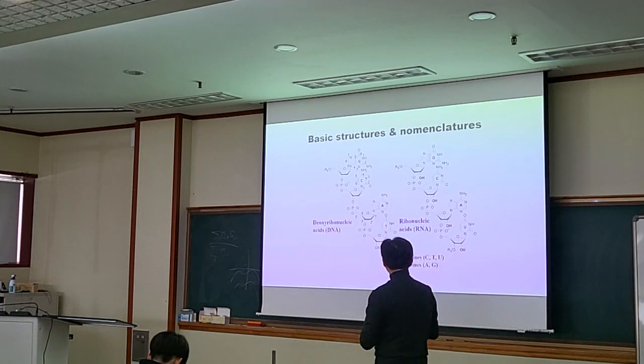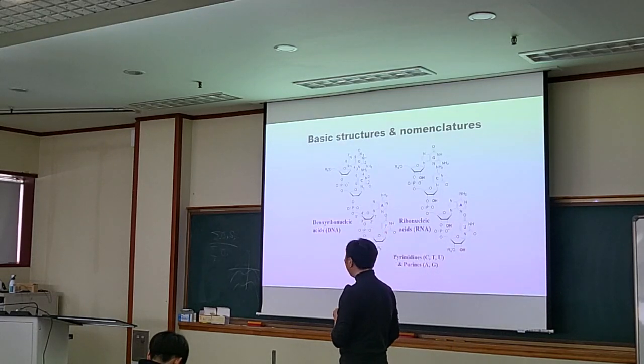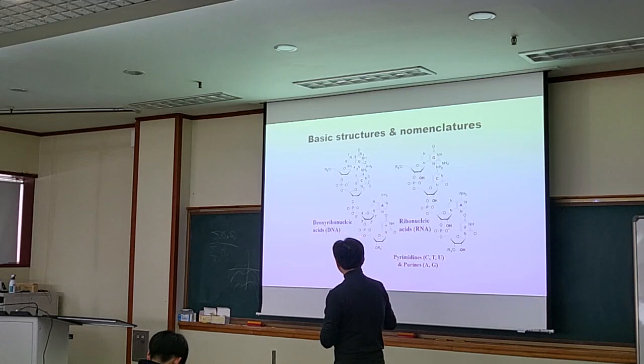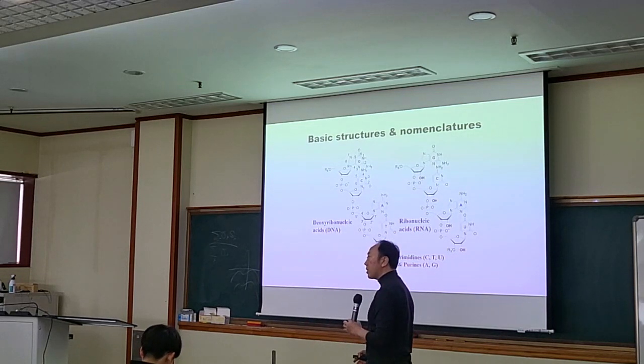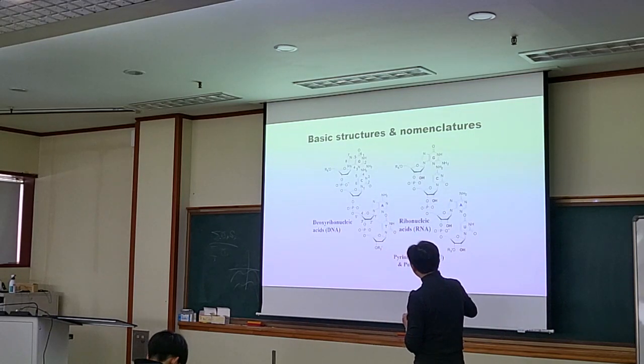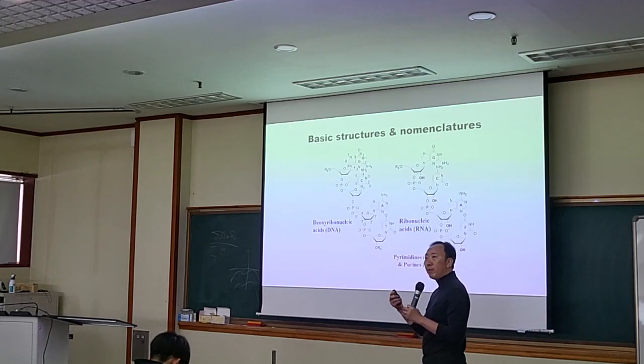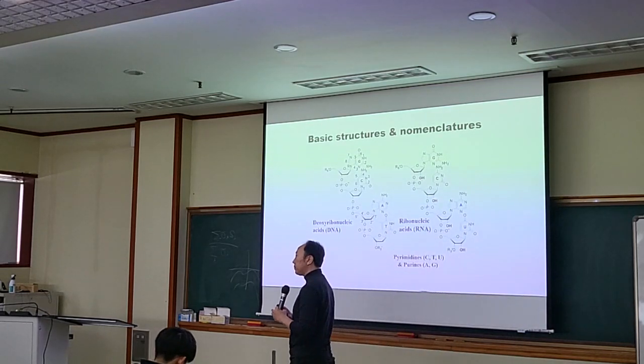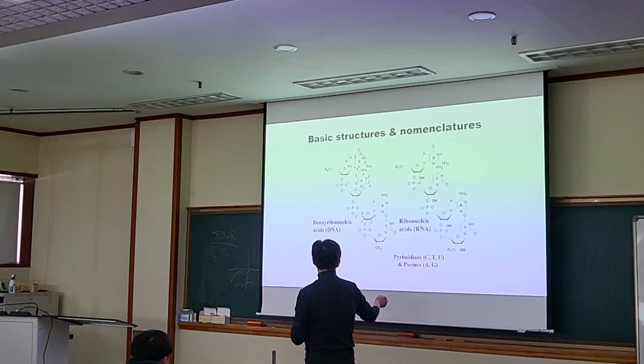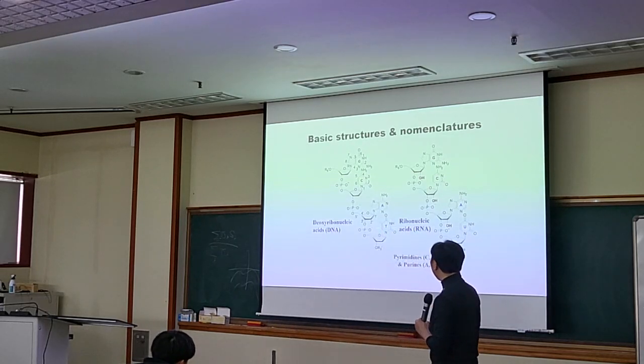So even though they have a slight methylation difference, RNA and DNA can make the double helical structure, which means the methyl group does not bother the forming of the Watson and Crick base pairing. So this one is somehow chosen for the RNA and DNA.